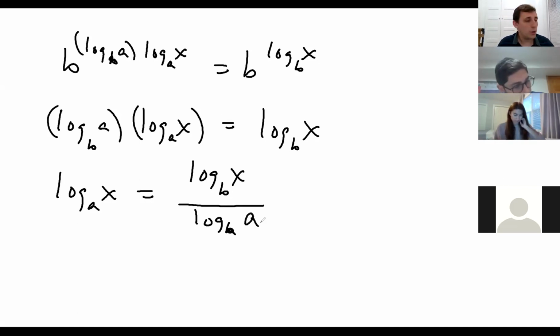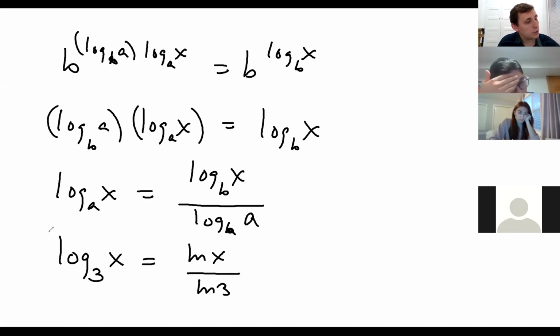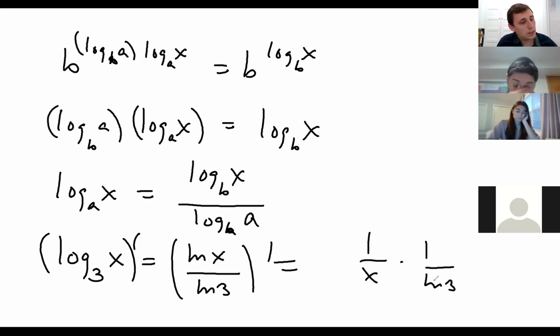What it tells me, for instance, is that log base 3 of x is equal to ln of x divided by ln 3. And so the derivative of this function is the derivative of that function, which is simply 1 over x times 1 over ln 3.